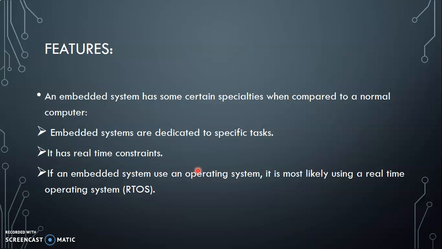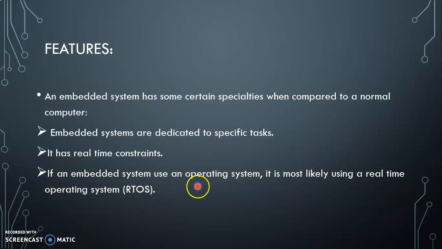Now we will see some features. An embedded system has certain specialities when compared to a normal computer. Embedded systems are dedicated to special tasks. If you take our computer itself, it performs various tasks. Like if you want to see a movie, we can see it. We can play video games. We can open a file and all. But embedded systems are dedicated to perform a special task, and they have real-time constraints. That is, they have to do that task within a time frame.